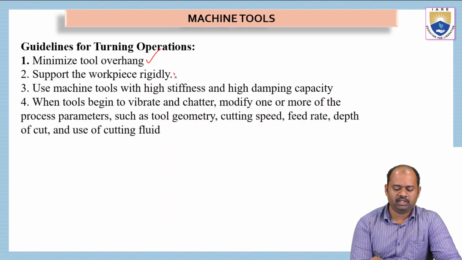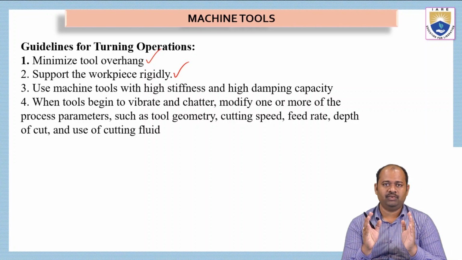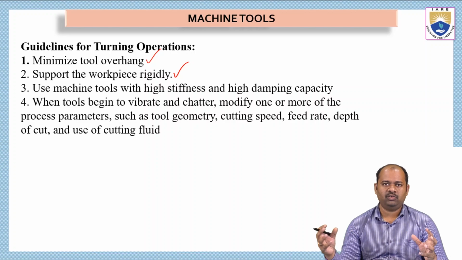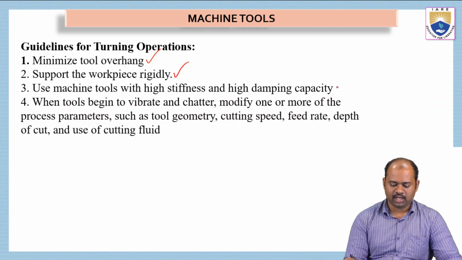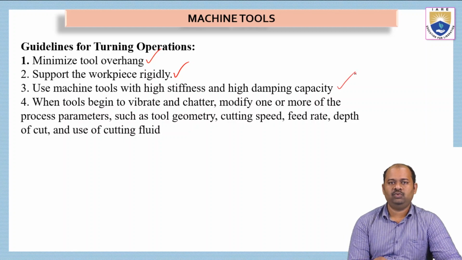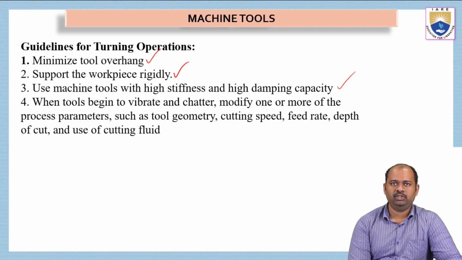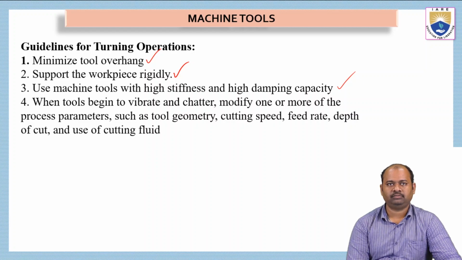And then support the workpiece rigidly. You have to support the workpiece rigidly in the headstock if it is very small in length. If it is very long, you have to take the support of the tailstock. Use machine tools with high stiffness and high damping capacity. So the machine tools which are selected should have high stiffness and high damping capacity. When tools begin to vibrate and chatter, modify one or more of the process parameters such as tool geometry, cutting speed, feed rate, depth of cut, and use of cutting fluid.